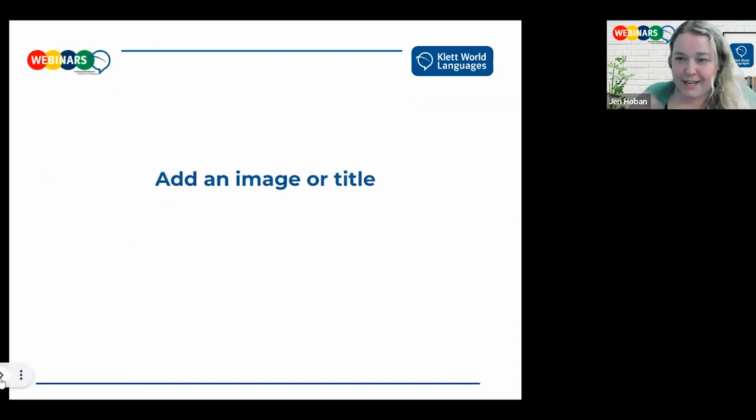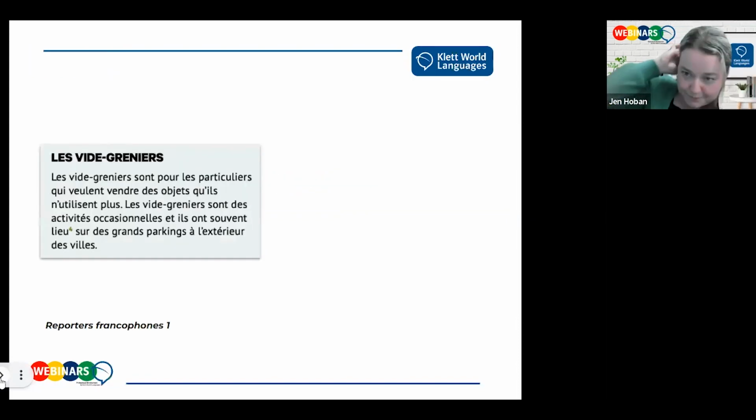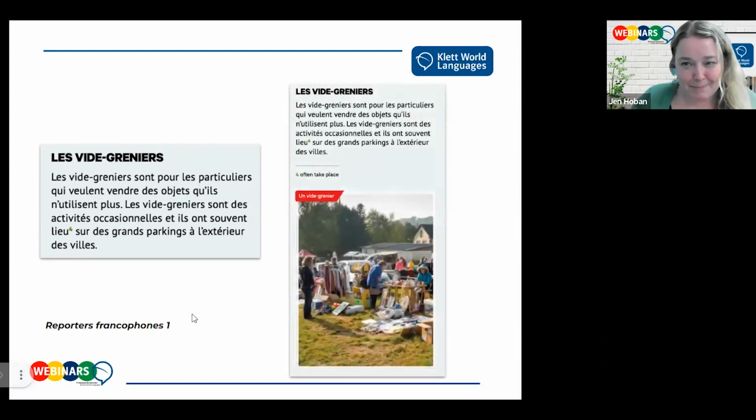So the other thing we can do is add an image or a title. So this is an article or an authentic text from Les Reporters again, and it's about les vide-greniers. And that is not a very novice-friendly word, les vide-greniers. Even intermediates are probably not going to know what a vide-grenier is. But as soon as you add the picture, you start to go, oh, okay, I can see what a vide-grenier is, right? So by just the support of a picture.